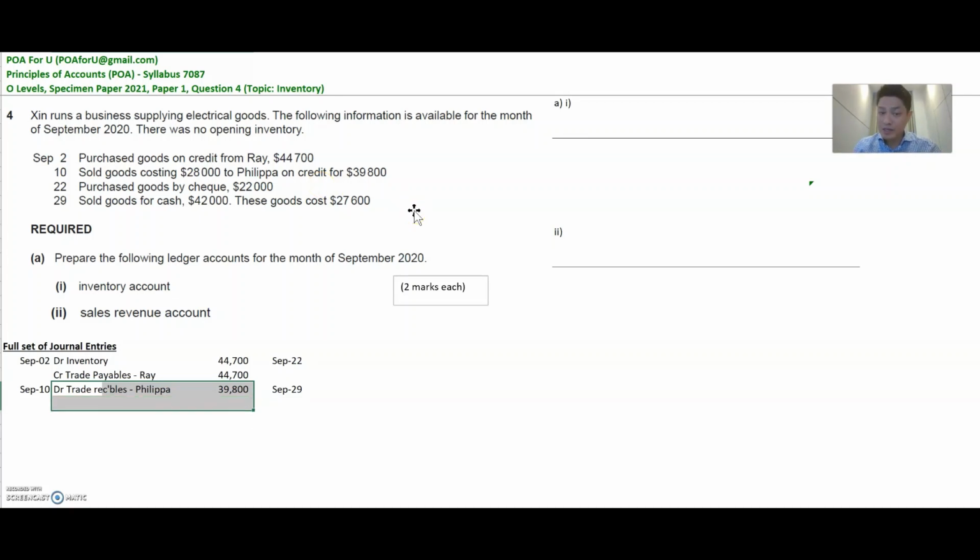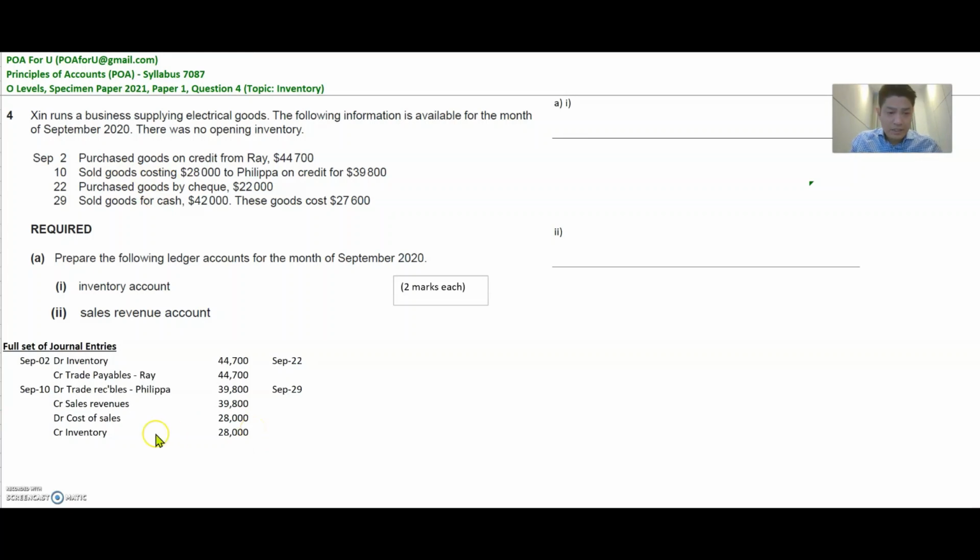Trade receivables is debit in nature, and therefore to recognize the higher trade receivables as a result of this transaction, you debit trade receivables. And you credit what? Credit sales, because sales is credit in nature and you want to recognize the higher sales, so you credit that sales. And then the next thing is you debit cost of sales and credit inventory.